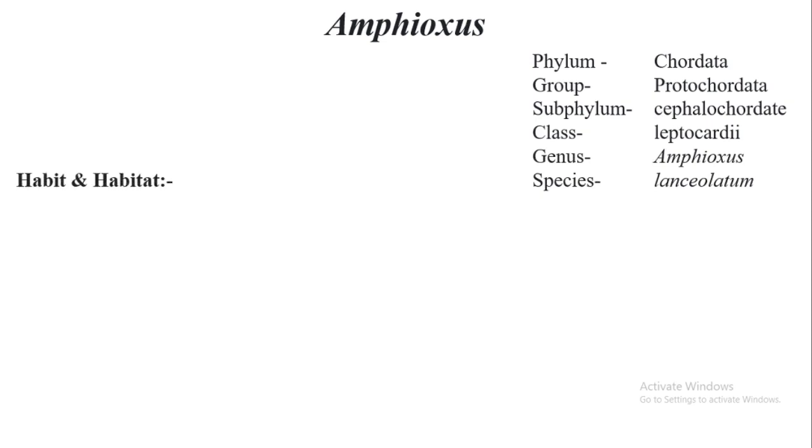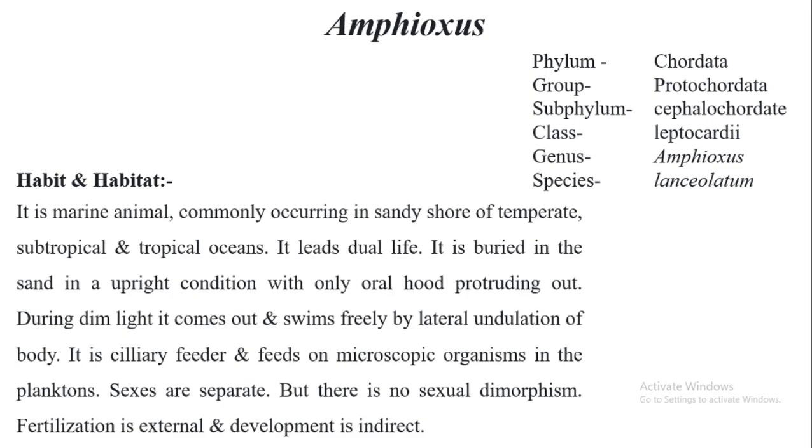Now let us see the habit and habitat of the animal. Amphioxus is a small fish-like animal, so it is an aquatic animal. It is a marine animal, mostly occurring in sandy shores of temperate, subtropical and tropical oceans of the world. It leads a dual life. That means it lives buried in sand in an upright position with only the oral hood protruding out. During dim light, it comes out and swims freely.